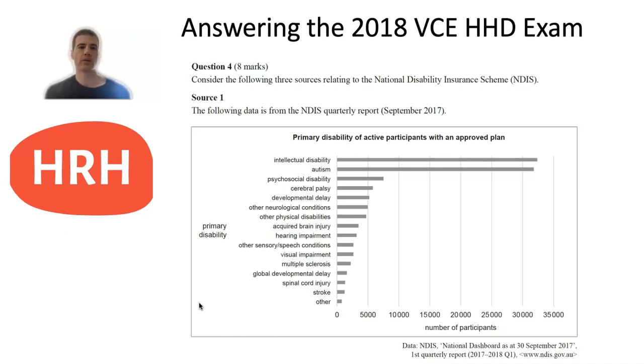And so it came up here at question number 4, and it started by asking students to consider 3 sources relating to the National Disability Insurance Scheme. So you can see the first source here was data from the NDIS quarterly report from September 2017.